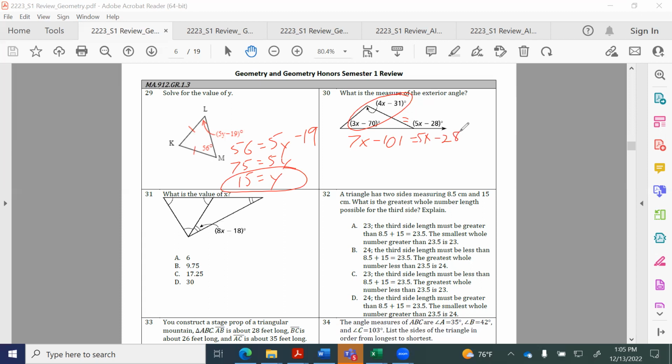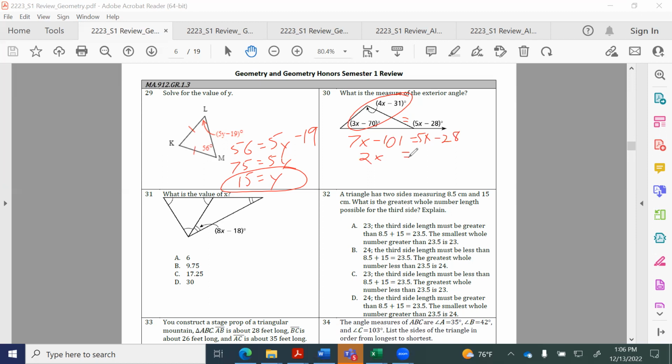5x minus 28. I'm going to go ahead and bring the 5x over to 2x. Excuse me. Why is there 101? 70 and 31 was 101. I think you said 107. I think you wrote 101. I don't know what it said, but it is 101. Sorry about that. Sometimes when I'm writing and talking at the same time, it just comes out wrong. But I wrote what I meant. So 31 plus 70 is 101.